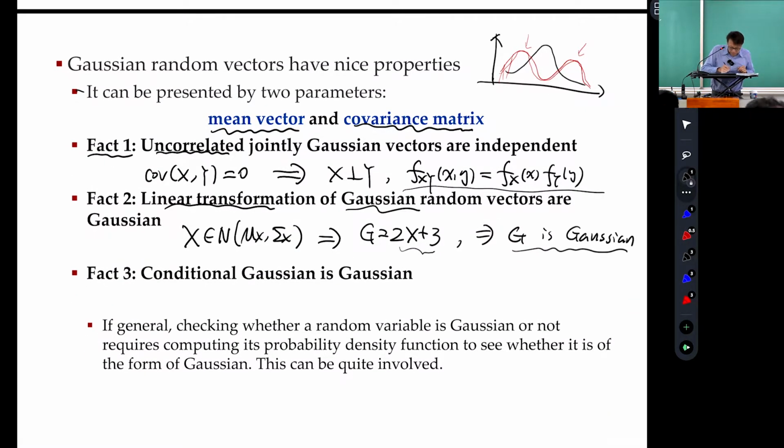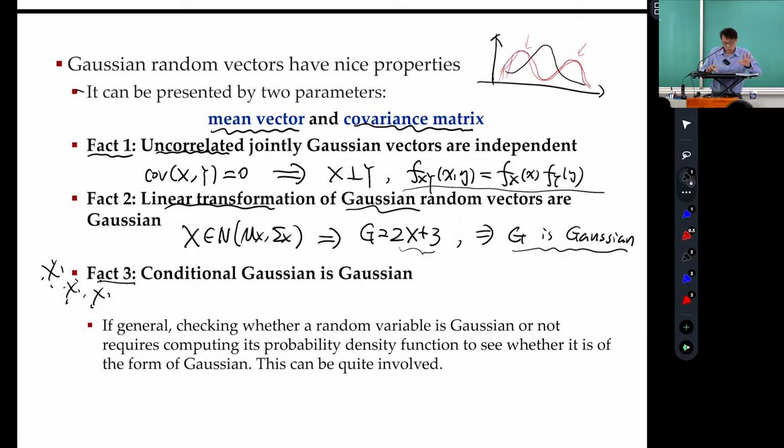The third one, I will emphasize all those. It is conditional Gaussian is Gaussian. That's exactly what the Kalman filter is based upon, okay? That's the fact Kalman filter is based upon. Conditional Gaussian is Gaussian. I'm not sure how much you can understand that. We will check this. Okay, we'll cover this part in detail, hopefully today.